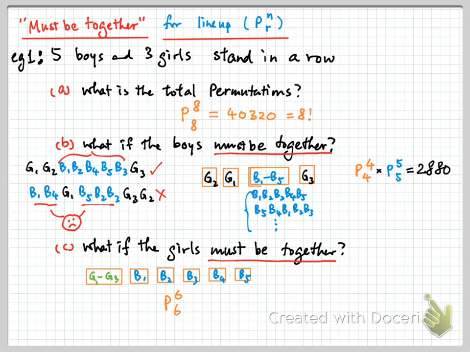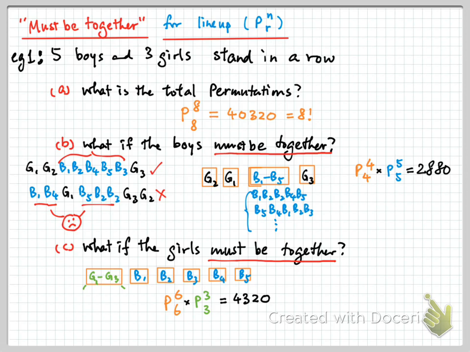For each of these permutations, you can open up the green box and line up the 3 girls. How many ways are there to line up the 3 girls? We line up 3 of them, so the number of ways is 3P3. For each of these orange permutations, you can open the green box and line up the 3 girls. Once again, you multiply these two numbers together, and the answer goes to 4,320. So the girls must be together will be 4,320.